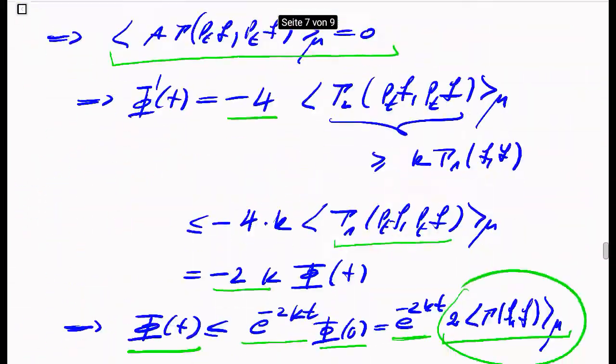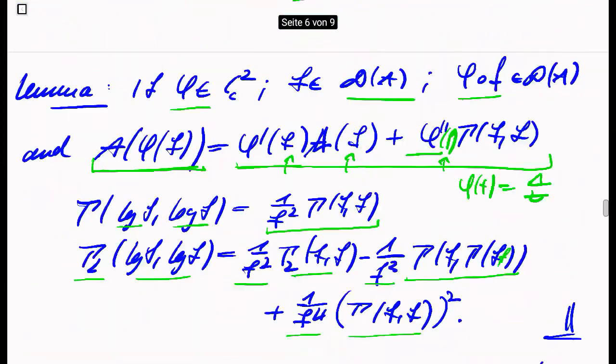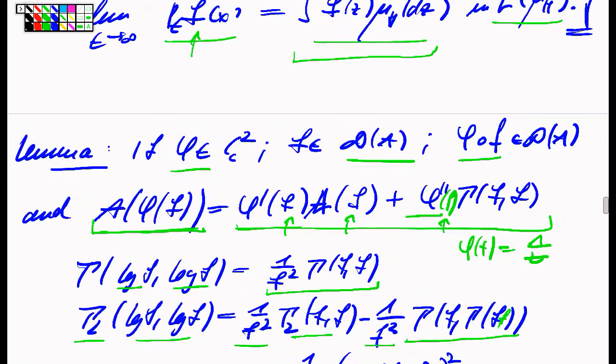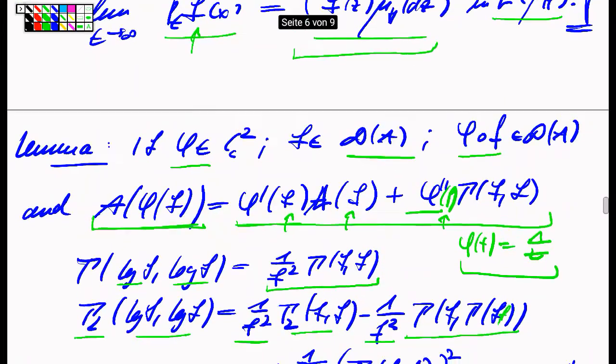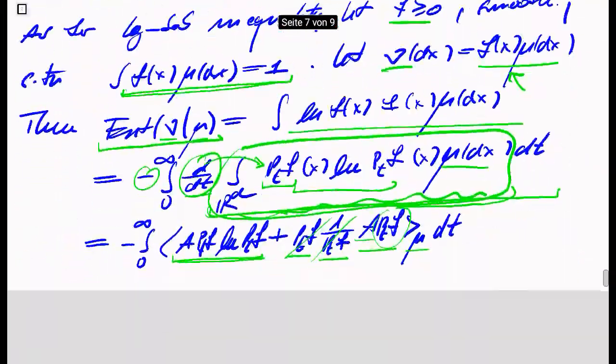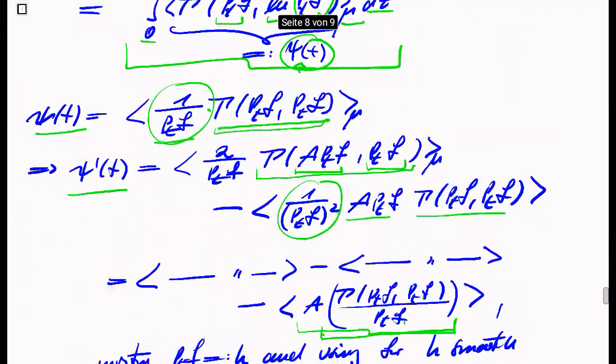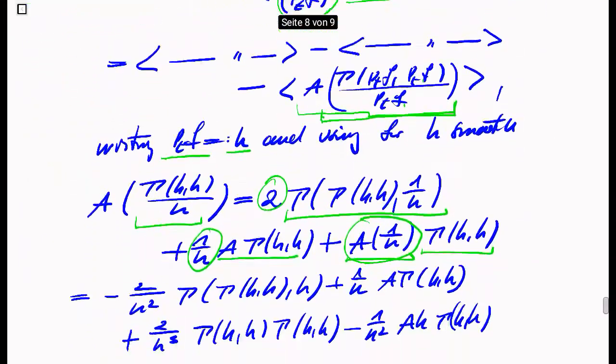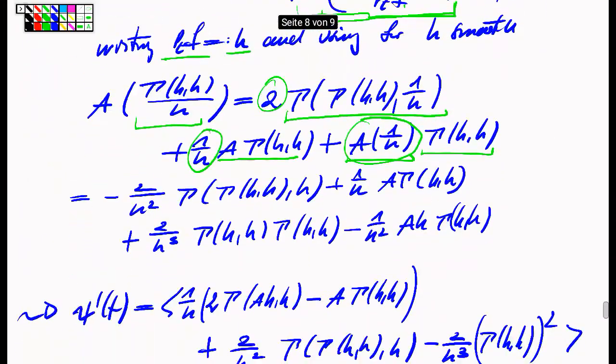So I use this formula now for the case that the exterior function phi is the inverse function, or the inverse of identity. So I want to apply this formula now to A over 1 over H. So I'm doing this, and I obtain exactly what?